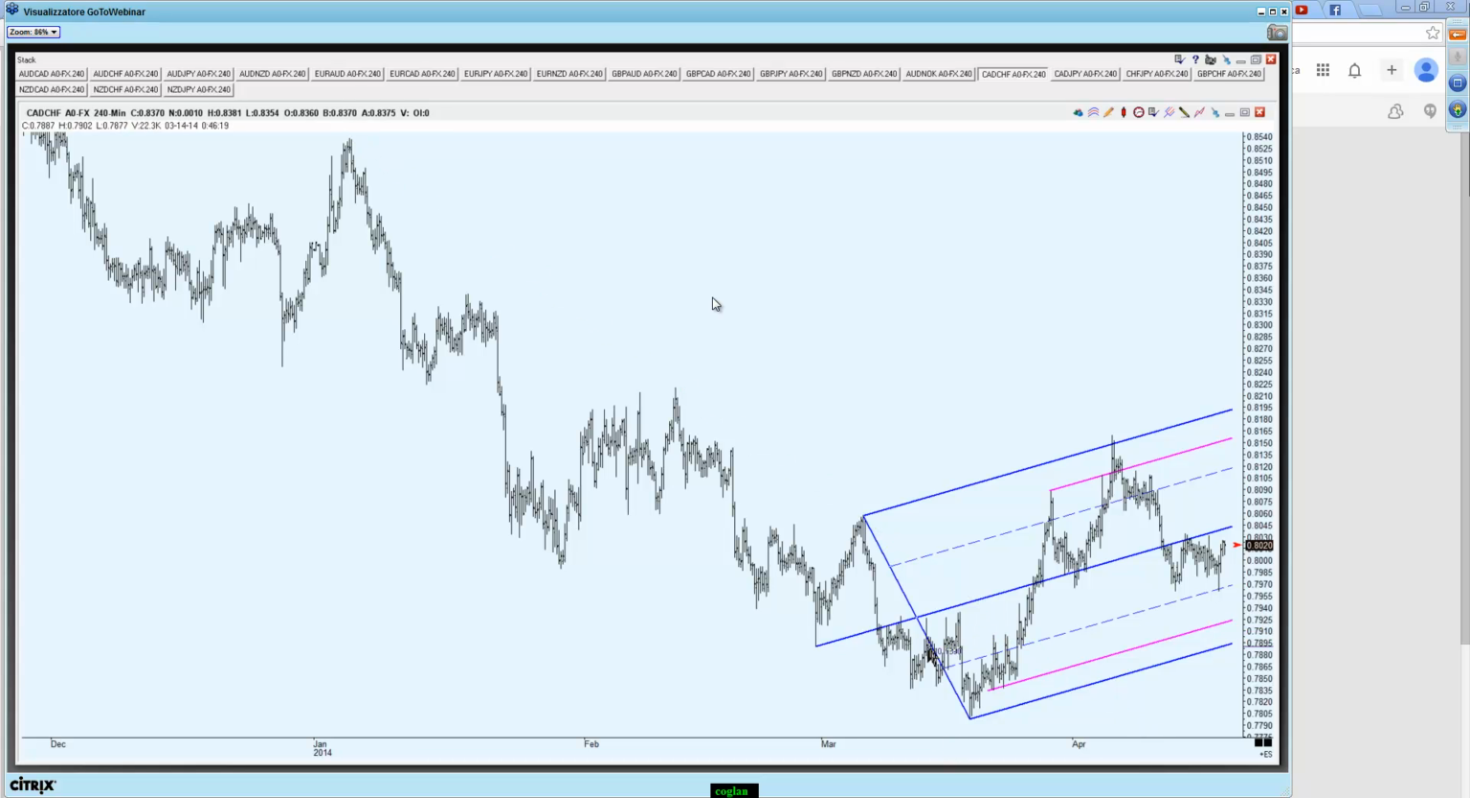So what I'm doing, I'm drawing forks the whole time. A, B, C, and I'm looking to see if I get any validation, by which I mean, am I seeing any action along the lines of the fork, just to tell us that we're actually tracking the path of price pretty well. What do we see here?